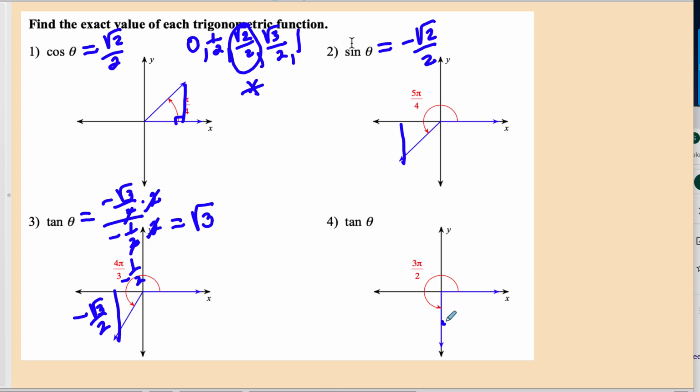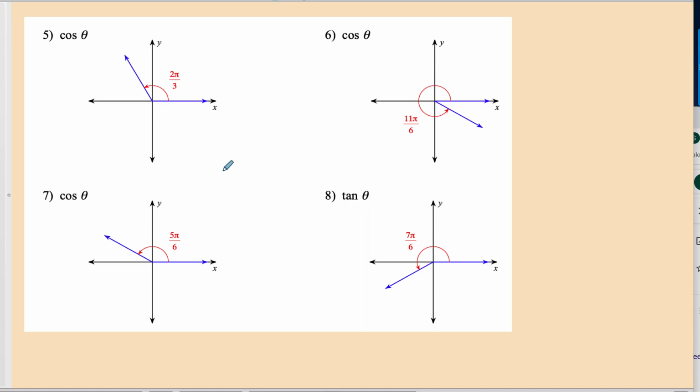Okay, over here, this point right here is (0, negative 1). And so again, we're going to do sine over cosine. So this is the sine of theta over the cosine of theta. And sine of theta is negative 1, cosine is 0. And so this one will be undefined. So the tangent here is undefined.